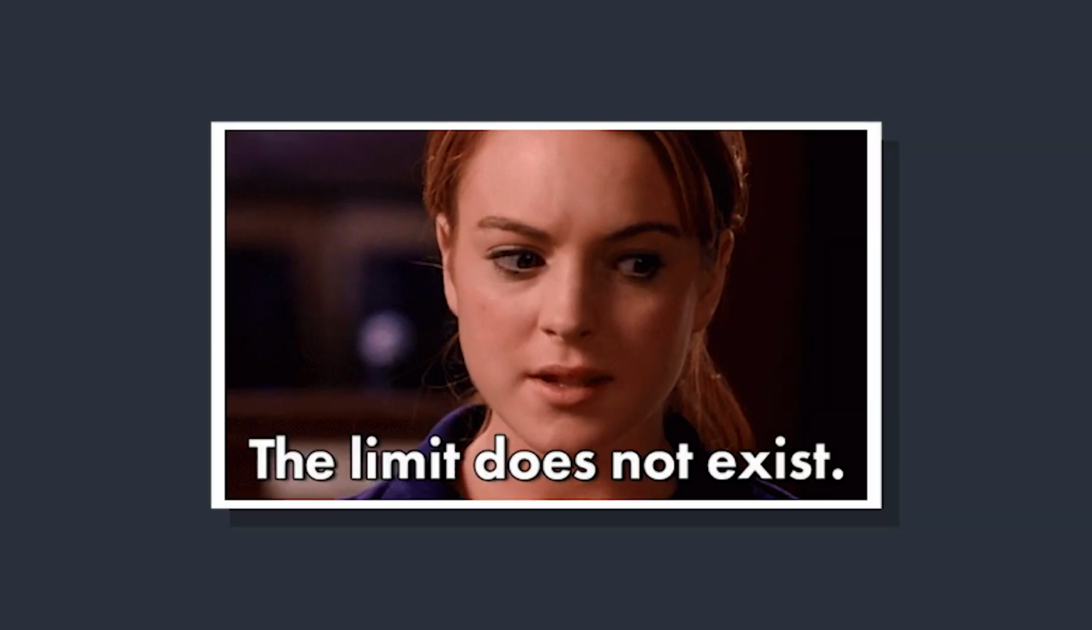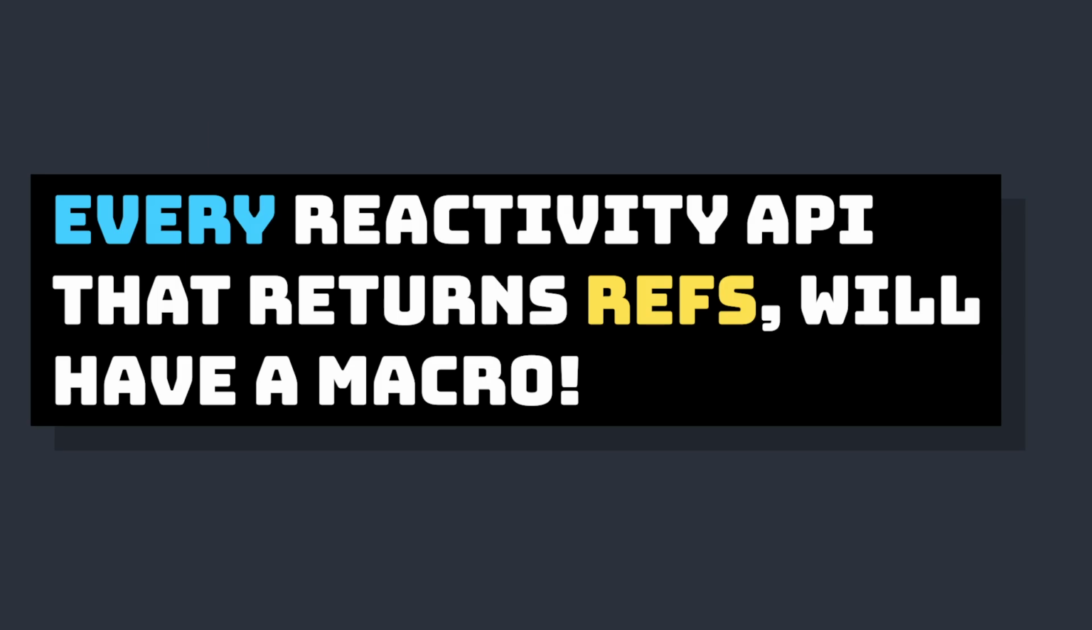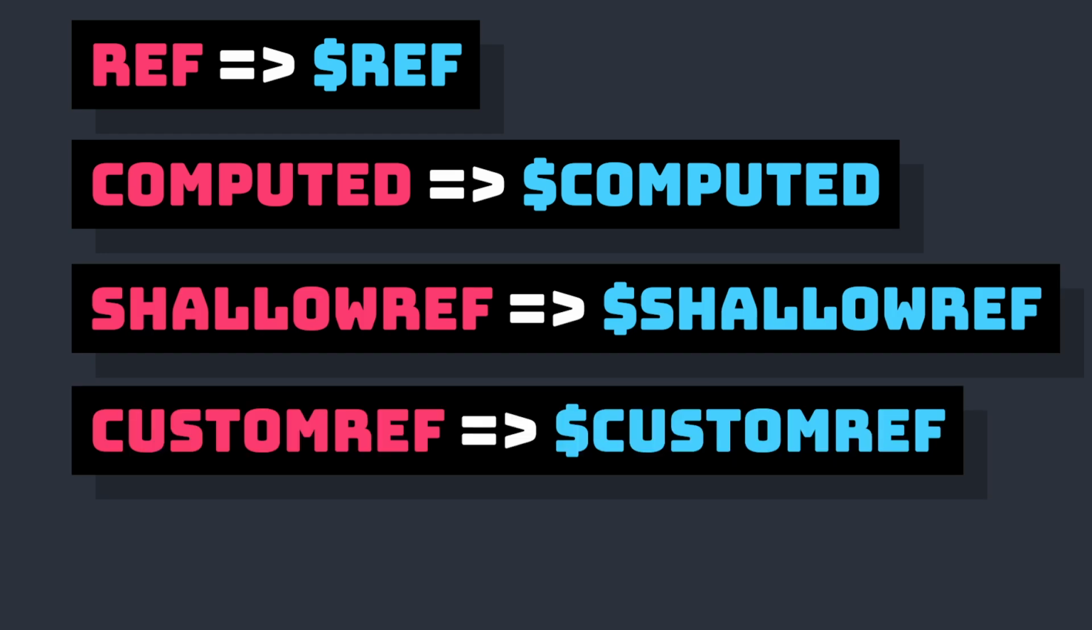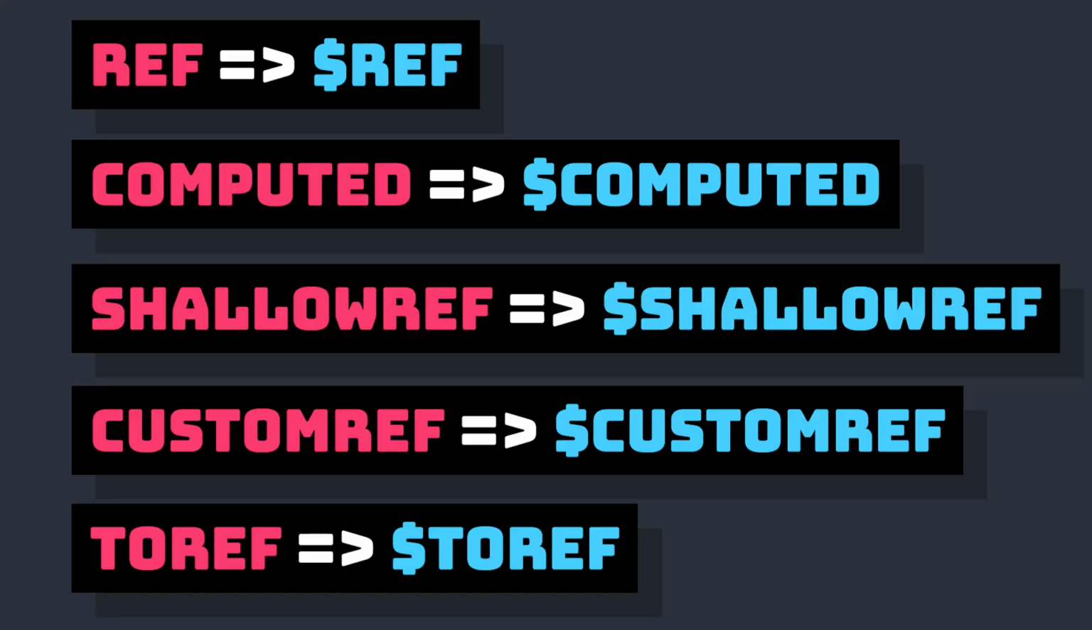And this isn't limited to just ref. Every Reactivity API that returns refs will have an associated macro. So there will be ref, computed, shallowRef, customRef, and toRef. So let's take a more in-depth look at how to use this.